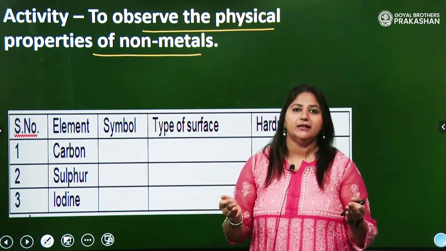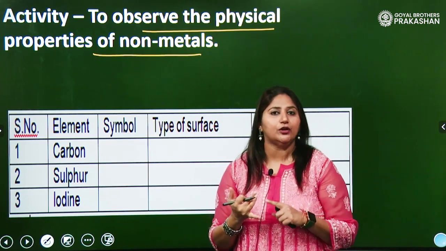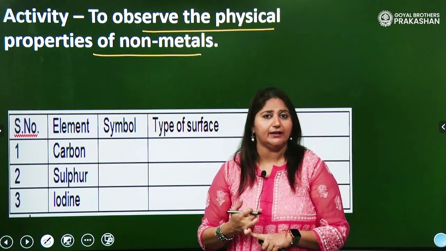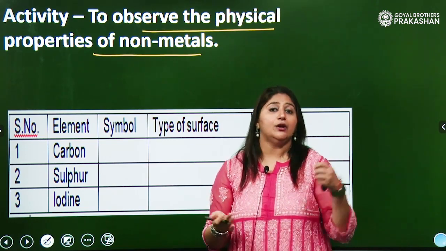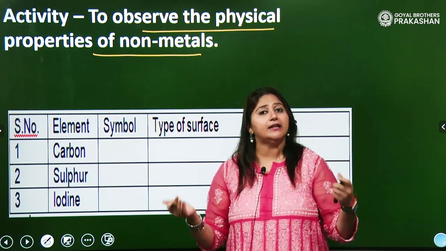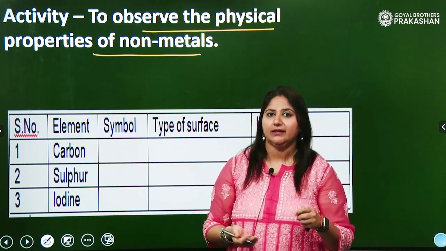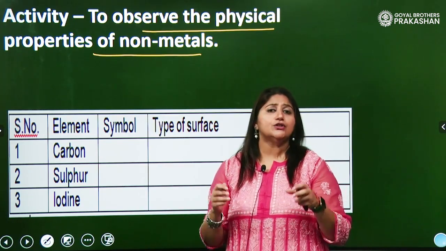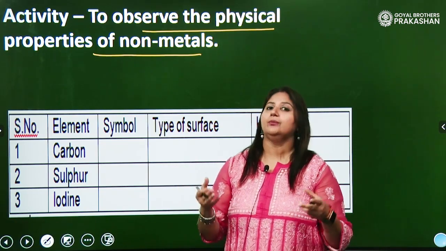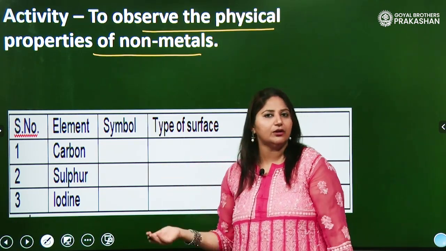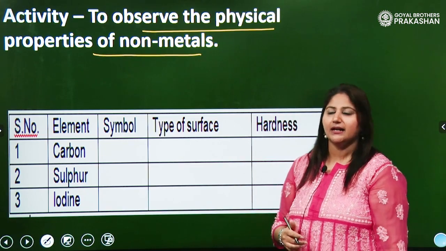What did we do for metals? You have to do the test for conduction of heat, conduction of electricity, then you have to hit their surface with the hammer, you have to cut them by knife, and then you have to beat them and see whether sound is produced or not. So all the activities that we performed with the metals, you have to perform with the non-metals. So what are the samples that we are taking?